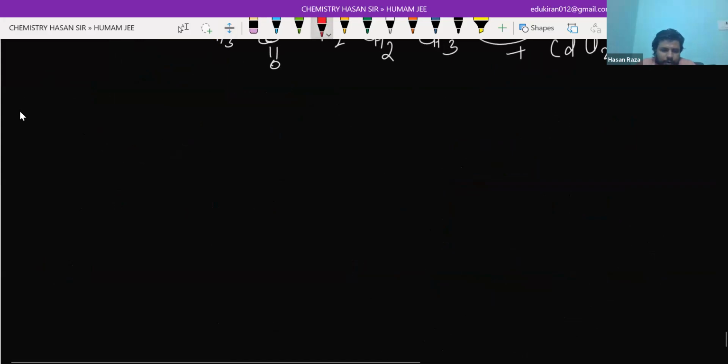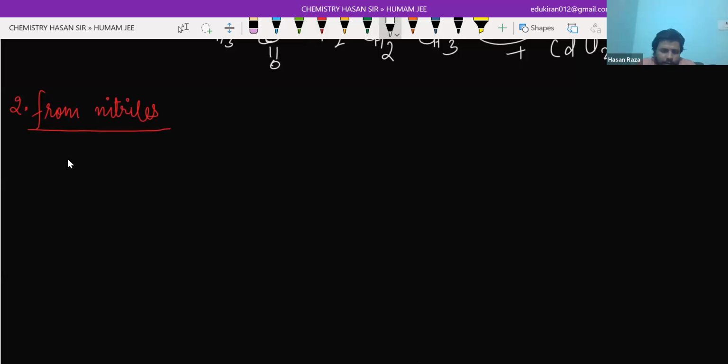So here comes the second one, which is from nitriles. Now you can see nitriles, as you know, is usually triple bond N. So what happens basically when you are going to treat this nitrile or cyanide with Grignard reagent and then you are going to do hydrolysis, then you will get your ketone. So here is your nitrile, or you can call it cyanide. So CH3, CH2, C triple bond N. And then what you are going to do is react this with Grignard reagent.